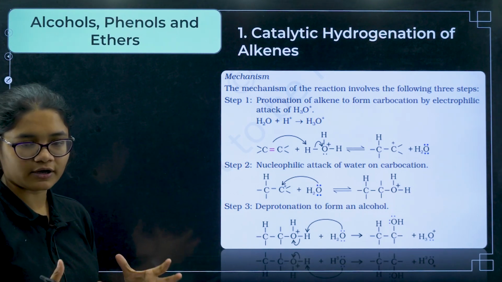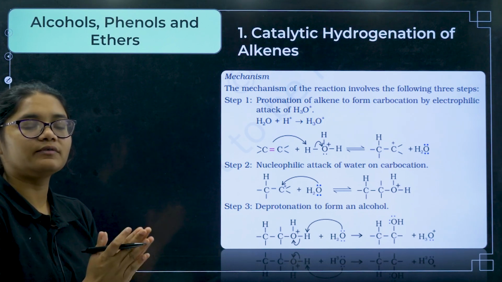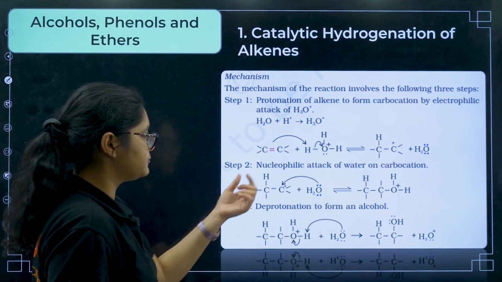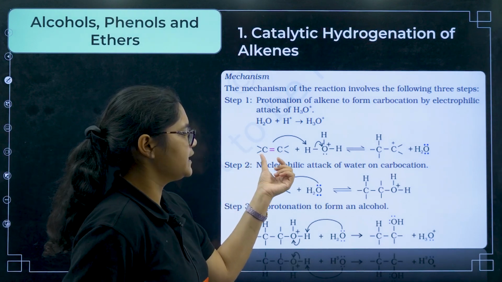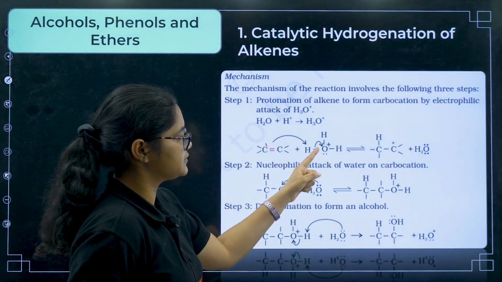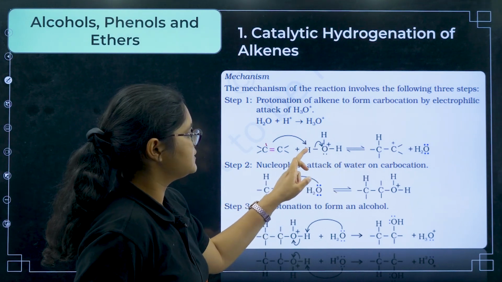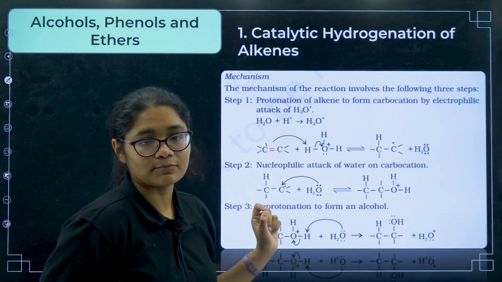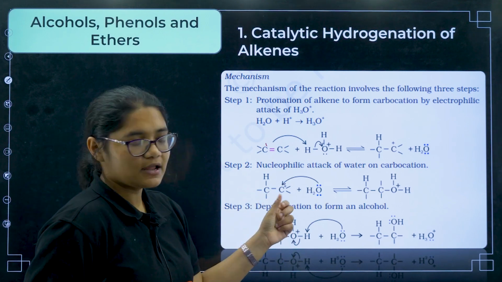We have to add water in acidic medium, then alkenes can be converted to alcohols. So here we have C double bond C. You just take water, protonated water here, it attacks on this one. So you can see that on one side H is there, and on one side a carbocation is formed. We got this one. Now what happens?